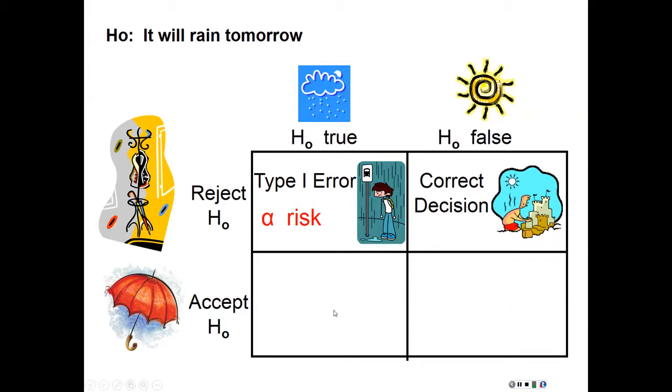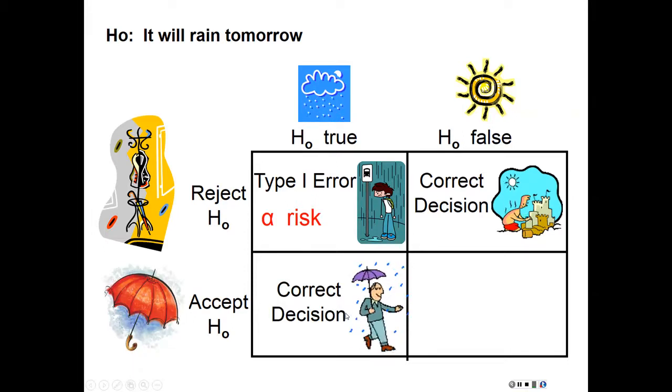Now, there's another possibility. You could accept H0, which means you carry your umbrella that day, and H0 is in fact true. So that was a correct decision. You decided it was going to rain, and it does rain. So you carry your umbrella, and you don't get wet while it rains. You can walk in the rain and stay dry.